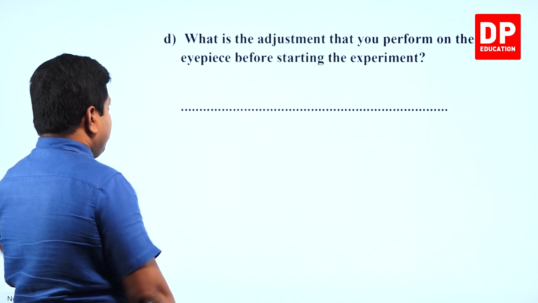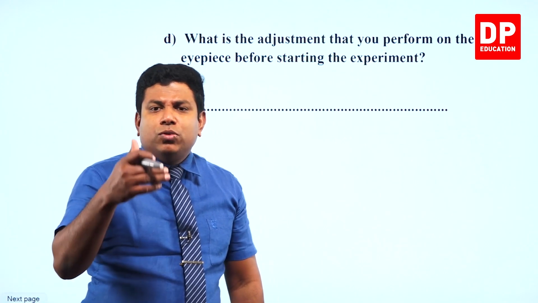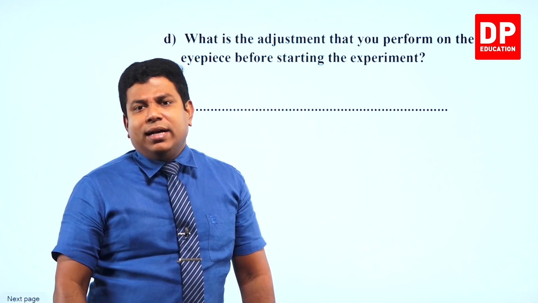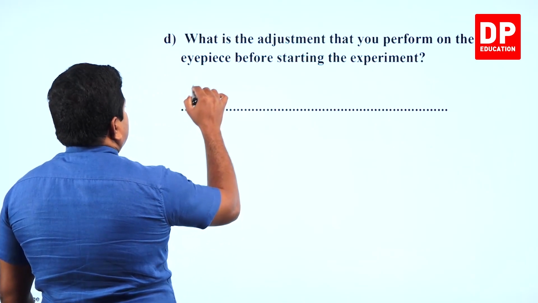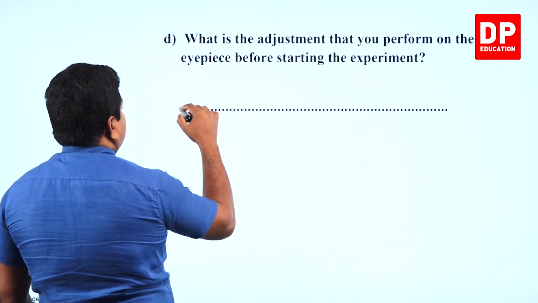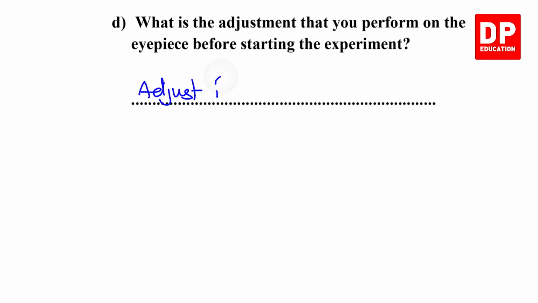Next. What is the adjustment that you perform on the eyepiece before starting the experiment? Simple. You have to make sure that you see the crosswire clearly, right? So adjust the eyepiece to see the crosswire clearly.